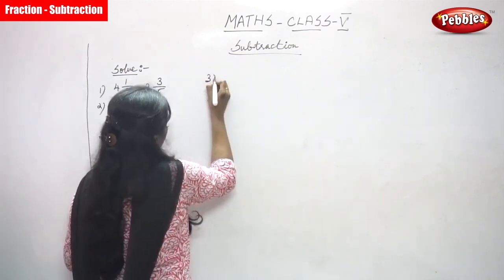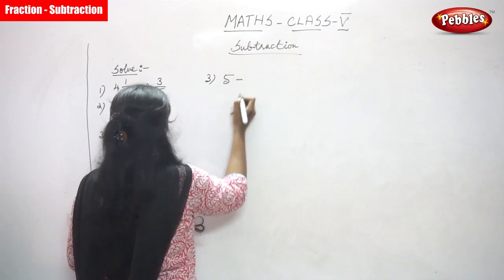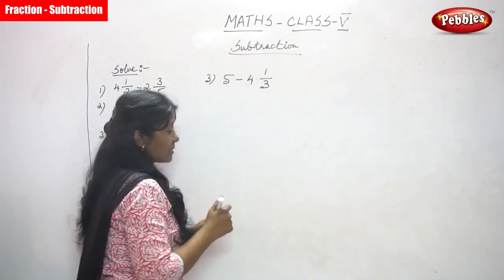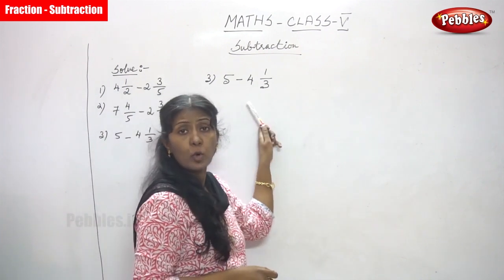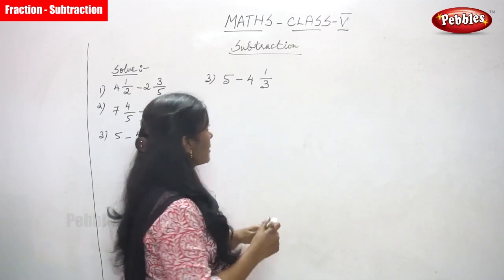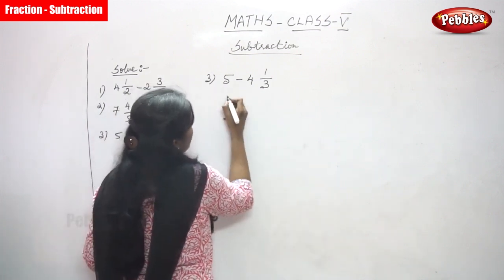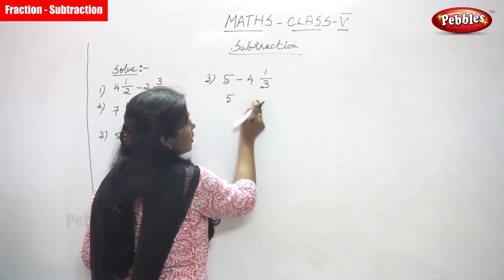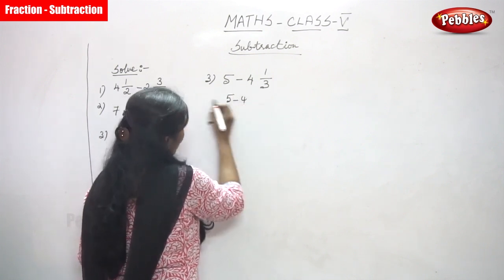Third sum, look at this: 5 minus 4 1 by 3. Look at the sum carefully because this is a whole number and this is a mixed fraction. So look at this sum and listen very carefully. 5 minus, first you have to take only the whole numbers. So 5 minus, step 1.